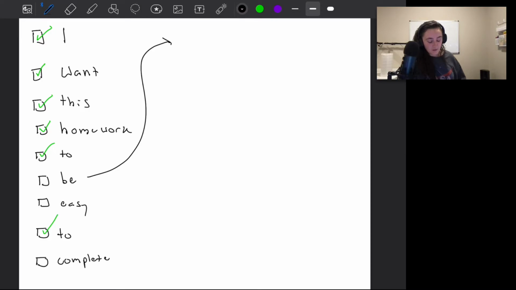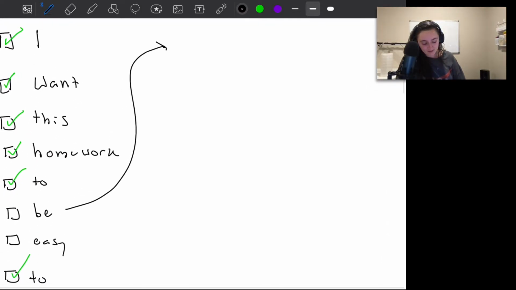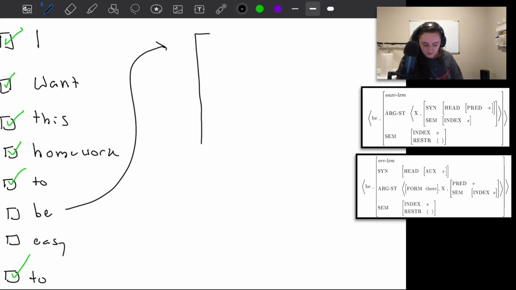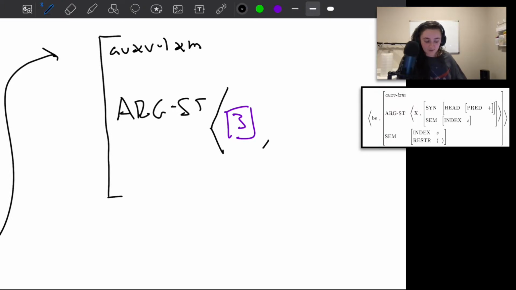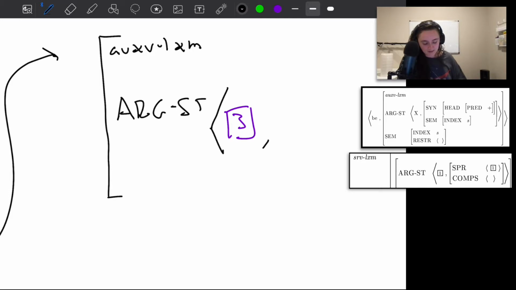Next we have "be," and we also already have a lexical entry for this in the book. We have two lexical entries in our book for "be," but this is the OXV lexeme one. And you can tell this because the object raising lexeme one requires that the first thing in the argument structure be a form there. And that is obviously not the situation we're dealing with in this sentence, so we are using the other one. Just like before, because this lexical entry is of type OXV lexeme, we are inheriting from subject raising verb lexeme, which means that the first thing on the argument structure is identified with the specifier of the second thing on the argument structure.